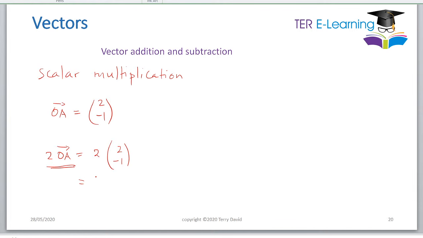Now, here's what you have to do here. Your final answer is going to be a column vector. But what you have to do is take this number here and multiply by the number on top, first of all. So 2 by 2 gives me 4, and 2 by -1 gives me -2, right? This is what we call a scalar multiplication.